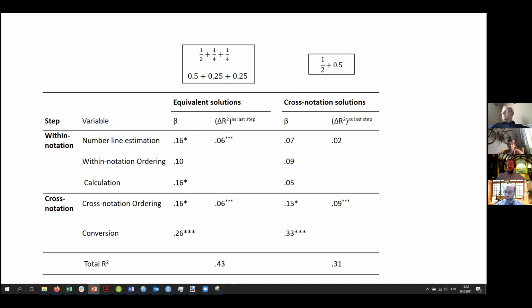And then for the cross-notation solutions, we see a different pattern overall. Here we see that the within notation knowledge doesn't uniquely predict the use of cross-notation solutions, whereas the cross-notation knowledge does. Again, conversion was the strongest predictor, and cross-notation ordering was the only other significant predictor, and then the within notation measures were all weaker.